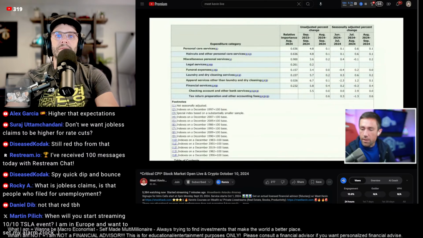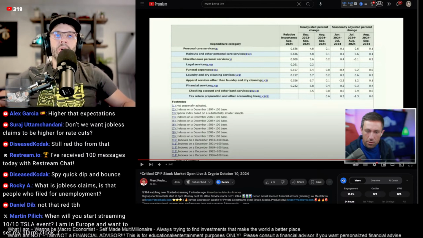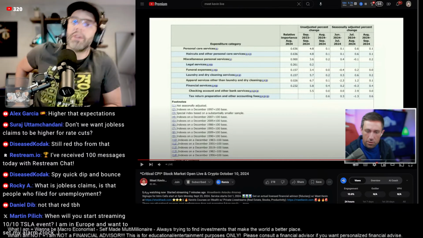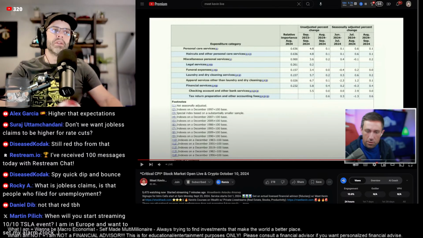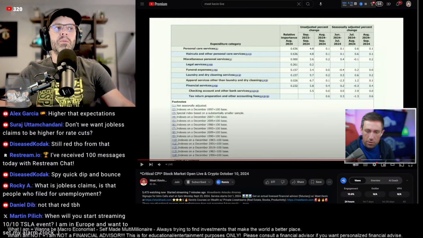The far right is going to be our August to September data. So let's go through. I've said this a bunch of times. So Siraj says, don't we want jobless claims to be higher for rate cuts? No. We're getting rate cuts no matter what. We got a plan for 25 bips in November and then also 25 bips in December. That's happening. We don't need to worry about that.